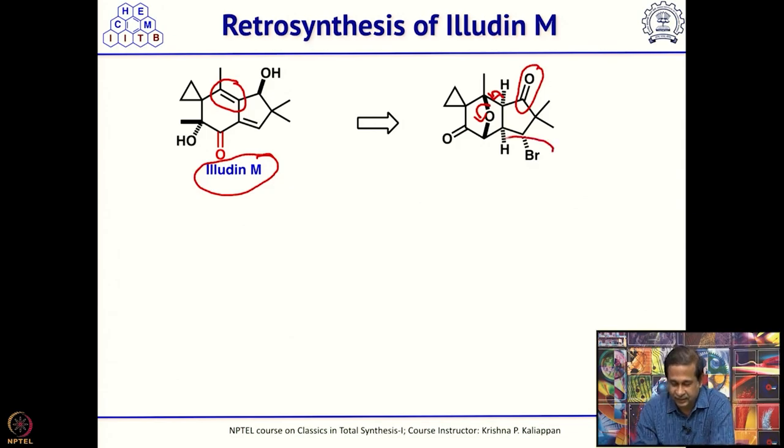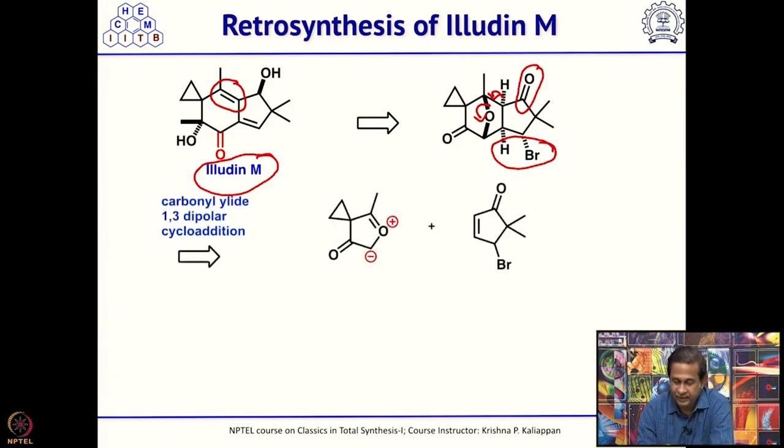Second, the elimination will give you the required double bond. So this is the precursor for Illudin. It takes maybe 2 or 3 steps.